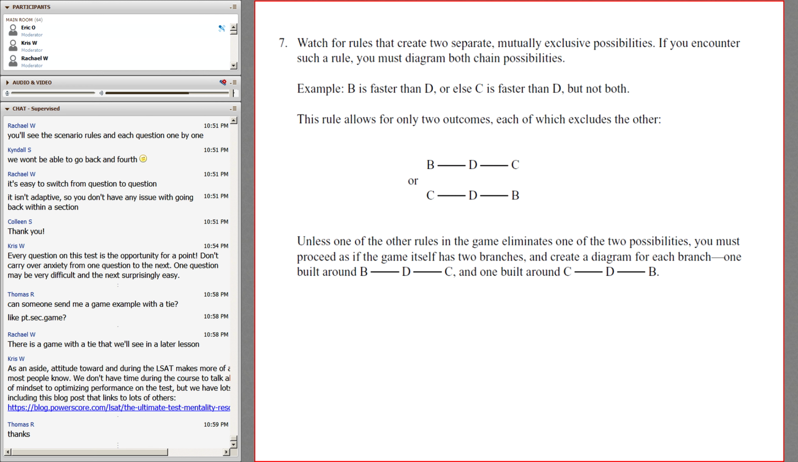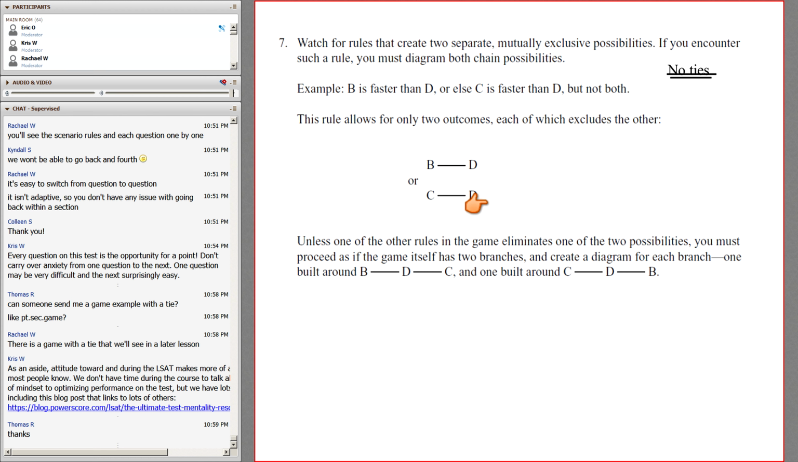But at first glance, what's so tricky about this, guys, is that it seems pretty straightforward. So say you have a rule that says B is faster than D, or else C is faster than D, but not both. And let's say that they did explicitly say no ties. For this to work, they would have to. Okay, so let's imagine that's there. Now, at first glance, this is why I said it's easy. Most people would just draw it like this and say, okay, pretty straightforward. It's B before D, or it's C before D.